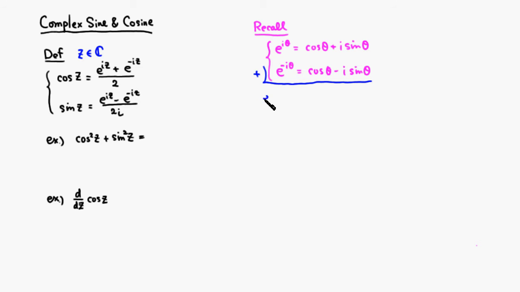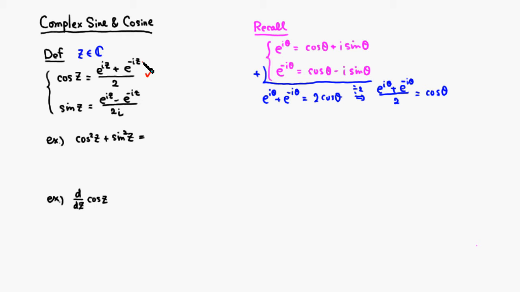So you have e to the i theta plus e to the negative i theta is equal to cosine plus cosine, which is 2 cosine of theta, and these two terms are negations of each other, so they cancel out. Dividing both sides by 2, we get e to the i theta plus e to the negative i theta over 2 is equal to cosine of theta. By simply replacing theta by z, we get this definition. So the motivation is there.